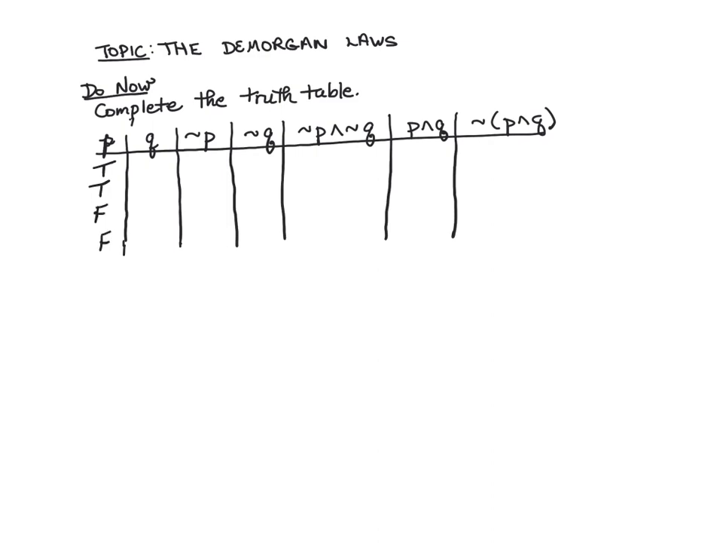When we have two statements, we have 4 rows. And the Q column should alternate, true, false, true, false. So let's all put that in the PQ columns. Copy the truth table, complete it, and then restart the video.